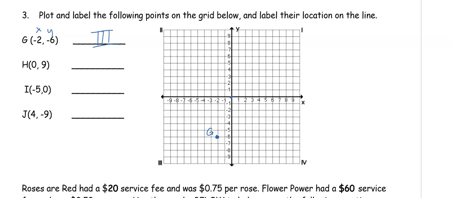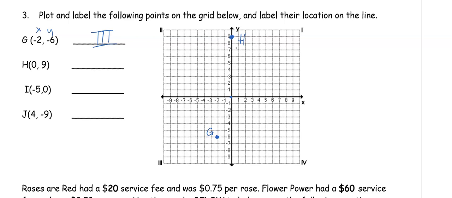For H, you have 0, 9. Again, you're going nowhere left or right, and then you go up 9. That's H. Please remember to label your points, because if you just give me a graph with a bunch of points on it, I'm not going to know what is what and if it is right. So please make sure that you are labeling.